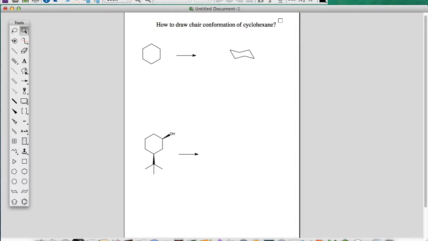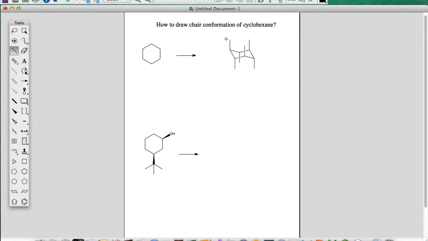Hi everyone. Drawing the chair conformation of cyclohexane has been a problem for lots of students, especially when they just started learning stereochemistry. In this first example up here, we have a simple cyclohexane without any substituents on it. But we're going to put in all the hydrogens in order to get familiar with every axial and equatorial position. So we can put in the axial first. The axial bonds would be straight up or straight down.